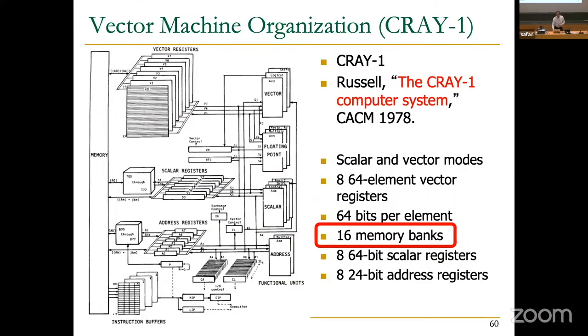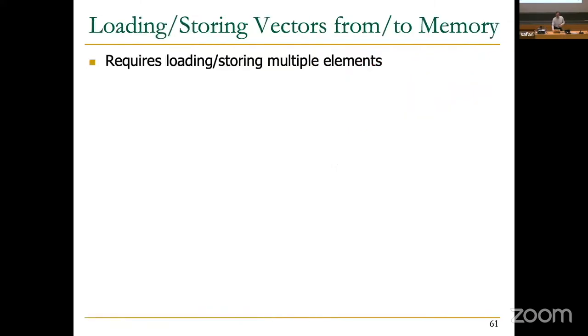Okay, let's talk about memory banks, because this is going to be important. How do you load and store vectors from and to memory? This requires loading and storing multiple elements. You don't want just a single element. We want many elements, and we want to sustain a throughput, right? We saw that the throughput of the functional units can be 1 element per cycle really easily. Now, how do you ensure that memory gives you 1 element per cycle, every cycle, because we're going to be loading millions and billions of elements potentially, right?